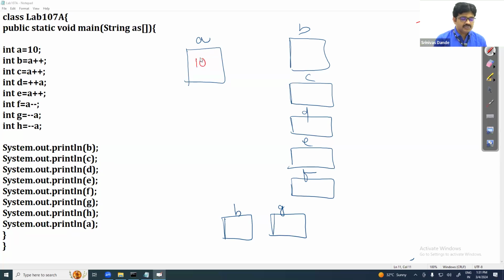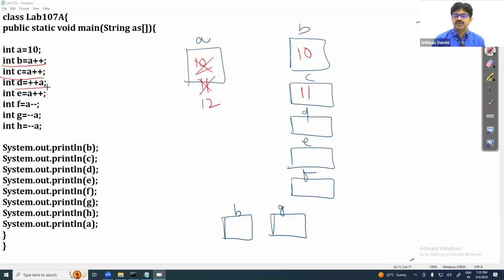Now see, B, this expression I am taking. B equals A plus plus. Postfix. Postfix means what I have to do, guys? First assign or increment? First assign, then increment, right? So the A value is assigned to B. 10 is assigned to B. Then increase the A value, so A becomes 11. Next, again similar. Assign the A value. A is 11 now. Assign the 11 and increase the A value to 12.